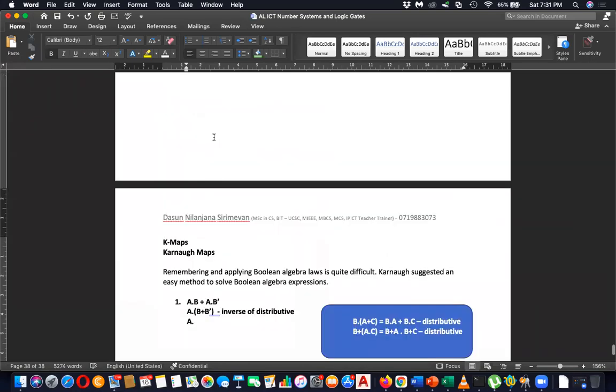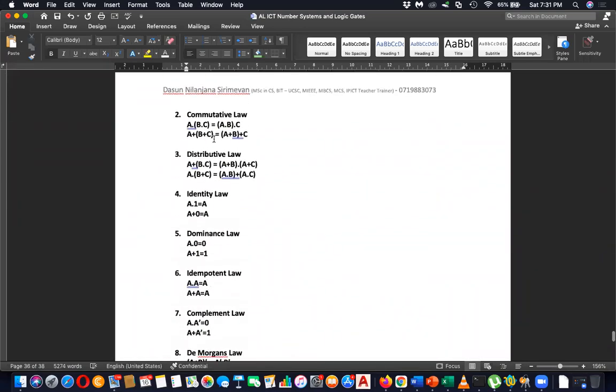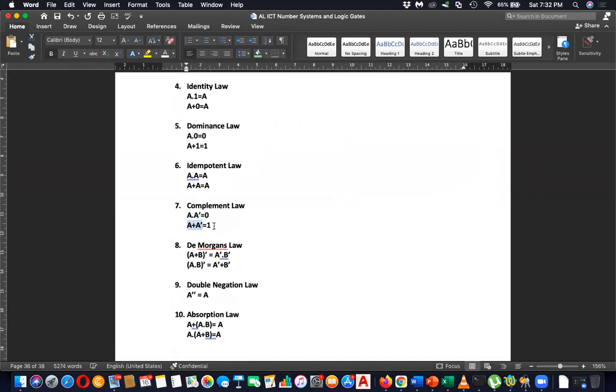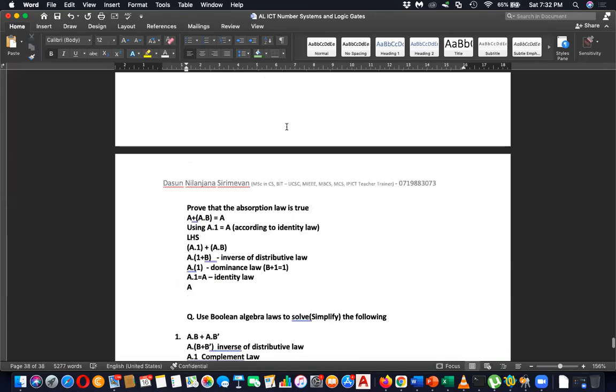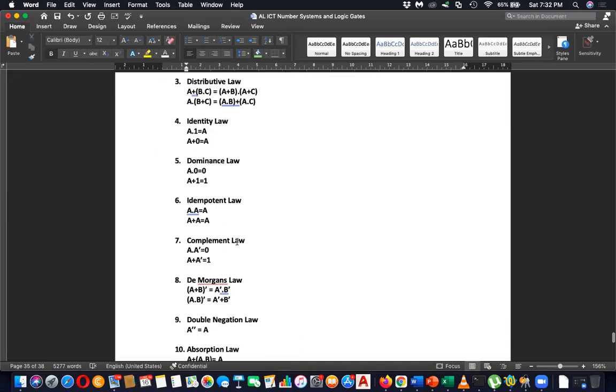How? That is given here. That is one of our laws. B or B naught is 1. That is the complement law. A or A naught is 1. Similar to that, B or B naught is also 1, C or C naught is also 1, D or D naught is also 1, ABC or ABC naught is also 1. Whatever or whatever naught is also 1. This is according to the complement law, which we discussed last day. Something or something not is 1. Something and something not is 0.